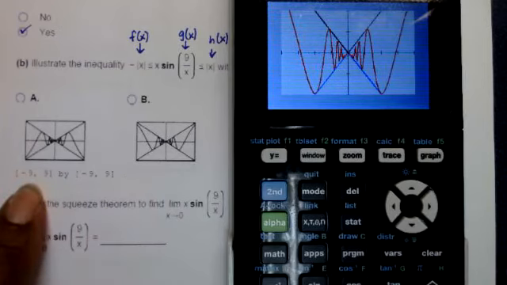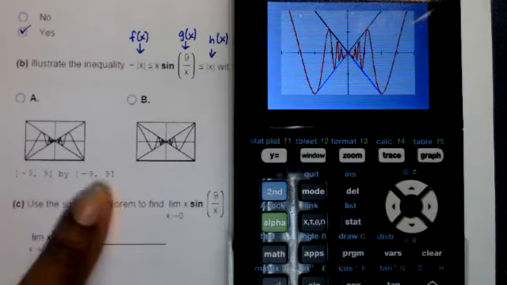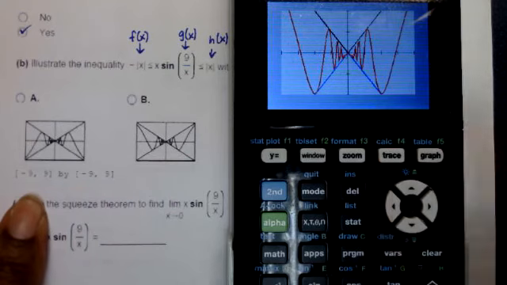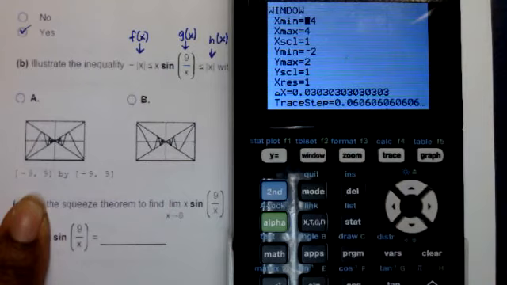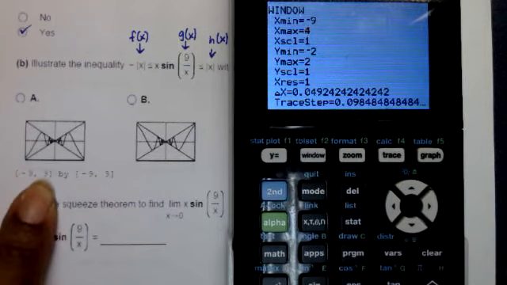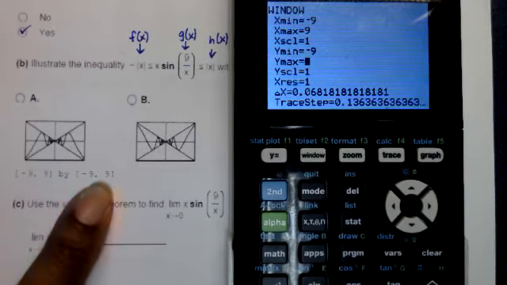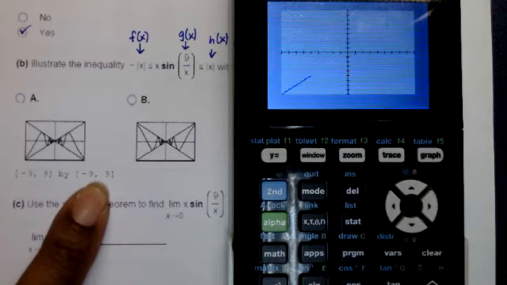Now they do give you dimensions here to use, from -9 to 9 on the X, and from -9 to 9 on the Y. So if you want to, press the window key. X min is going to be -9. Down arrow key to X max will be 9. I'm going to leave the X scale at 1. And then for Y, your Y min would be -9, Y max will be 9, Y scale remains at 1. Then press graph.